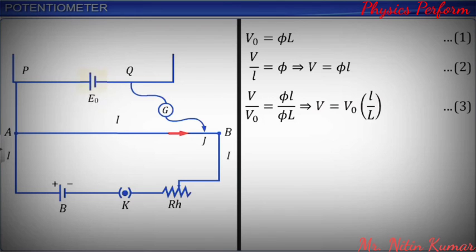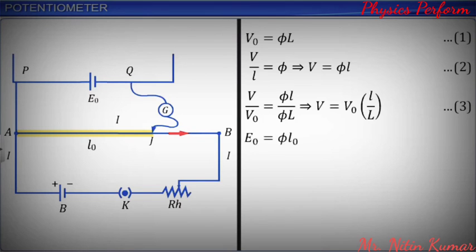Then, contact is made using the jockey at different points on the potentiometer wire till a balancing length L naught is obtained. Note that there is no current passing through the cell when the circuit is balanced. Hence, the EMF of the cell is equal to the potential difference across its terminals. In this case, we get E naught is equal to phi into L naught. Let this be equation 4.